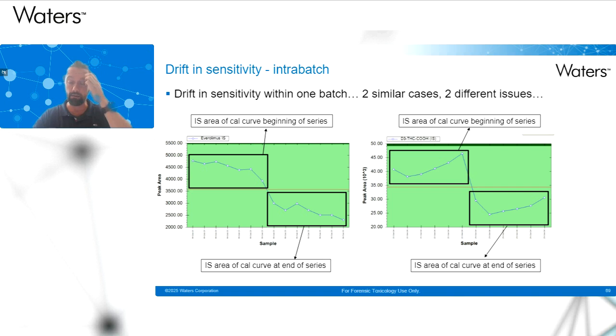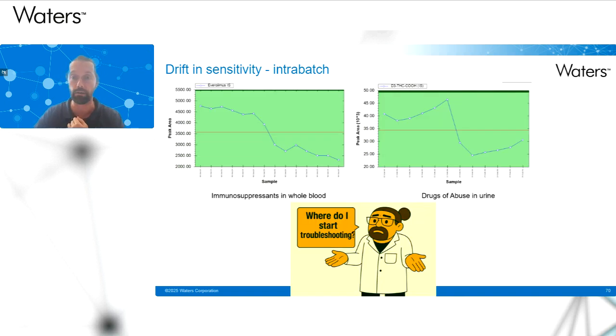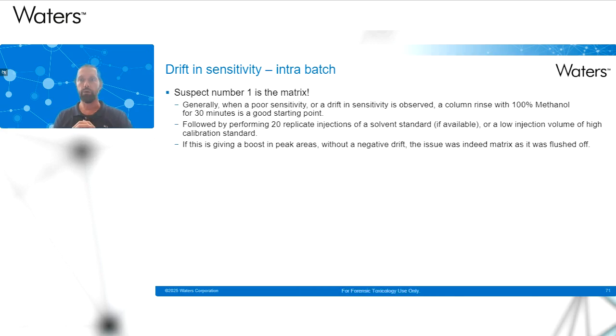Now, let's take a look at how to start troubleshooting those types of issues. Typically, the first suspect is the matrix. So if you are seeing a drop in sensitivity within one series, my recommendation is to flush the column for about 30 minutes with 100% methanol, just to clean out the matrix, and then perform 10 or 20 replicate injections of a solvent standard if you have it available, or a low injection volume of a high calibration standard. Then check if your peak areas are going up again, because if they do, it was probably related to an accumulating matrix on the column.